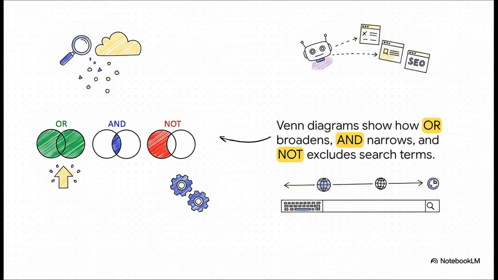The Venn diagrams here make it super clear. OR makes your search bigger. It gives you results for either term, so you get both of these circles. AND narrows it down, saying results must contain both terms, that's that little overlapping part. And NOT, well, NOT is the simplest of all. It just cuts out an entire topic you don't want.